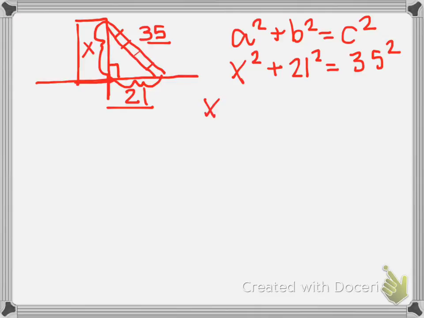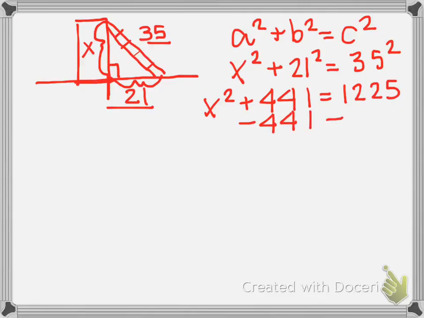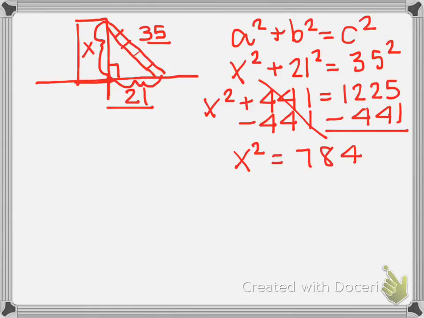Now we are going to solve just like before. X squared stays there because that's what we're solving for. 21 squared gives us 441. And bring down our equal sign. And 35 squared is 1,225. Now we need to solve. We're going to subtract 441 from each side. So that cancels on this side. So we are left with x squared equals 784. When you do the math, you get 784.